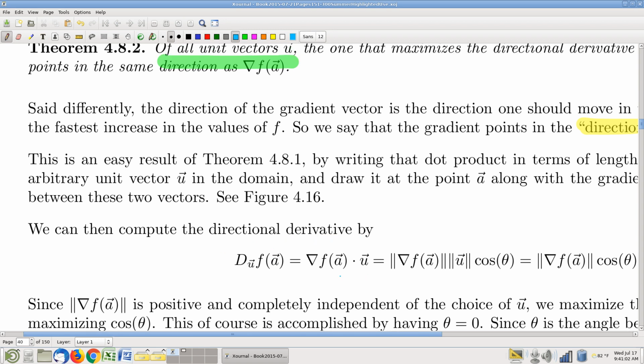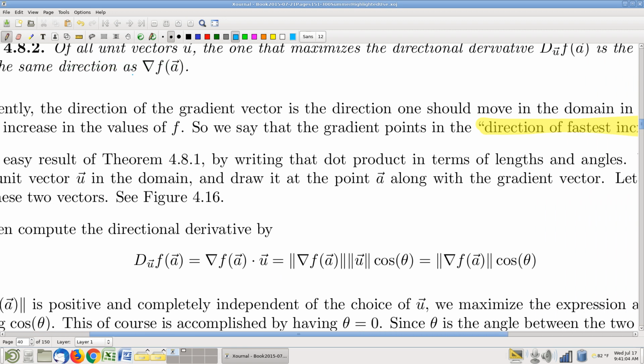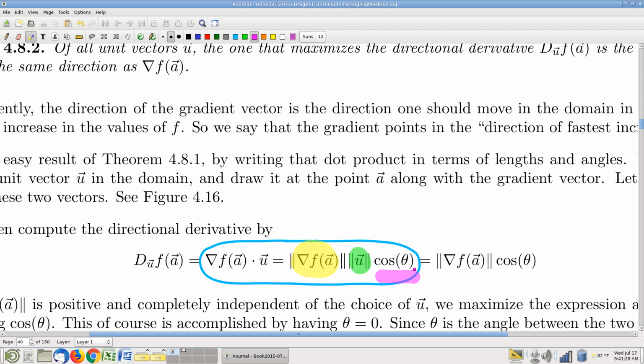Now here's that reference to dot products. Geometrically, what we know about dot products: the dot product of two vectors can be computed as the magnitude of the first vector times the magnitude of the second vector times the cosine of the angle between them. There's that old formula from chapter 1.